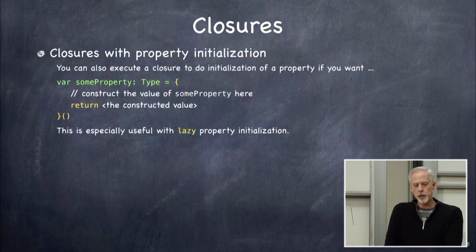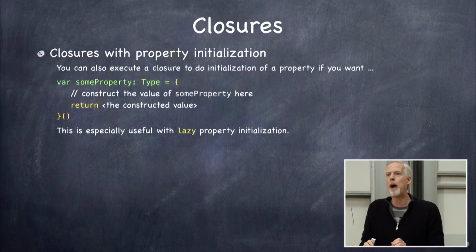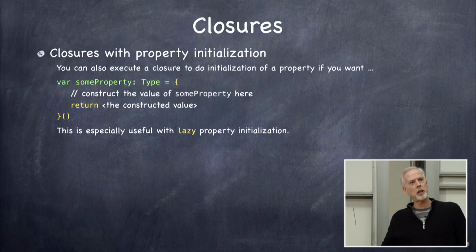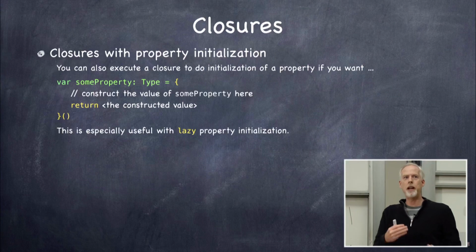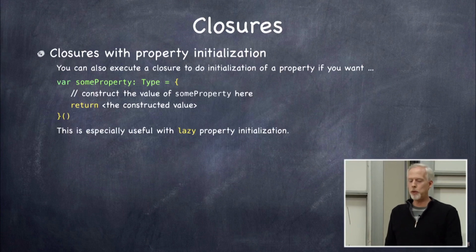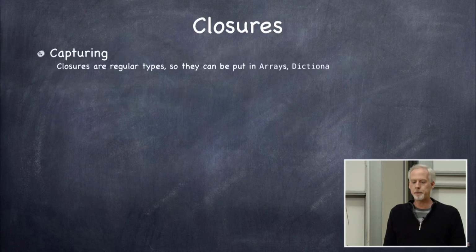See how there's the little open parentheses, close parentheses there right at the end of the closure? That's just going to execute that closure right there. This is especially cool with lazy properties because it means this closure won't be executed until someone asks for this property. Okay? So you're combining lazy and the closures. So closures, really cool for initializing properties.